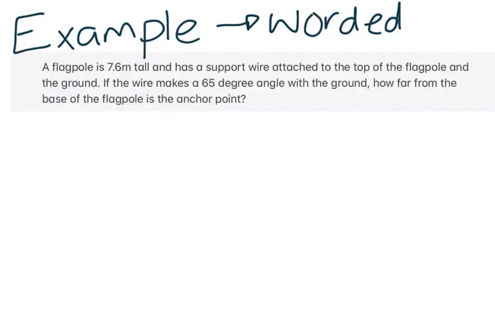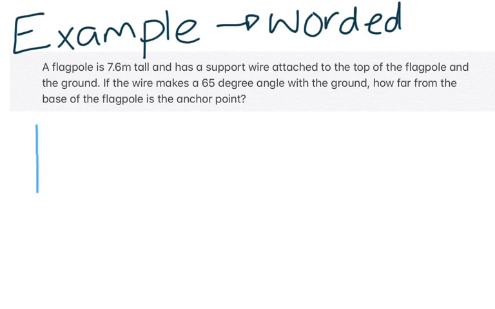We've got one more example to do, and it's just an example of a basic worded problem. So again, just like with Pythagoras' theorem or any mathematical question that's a worded problem that involves a diagram, it's best to draw it. So it says a flagpole is 7.6 meters tall and has a support wire attached to the top of the flagpole and the ground. If the wire makes a 65-degree angle with the ground, how far from the base of the flagpole is the anchor point? So, first thing, we need to draw our diagram.